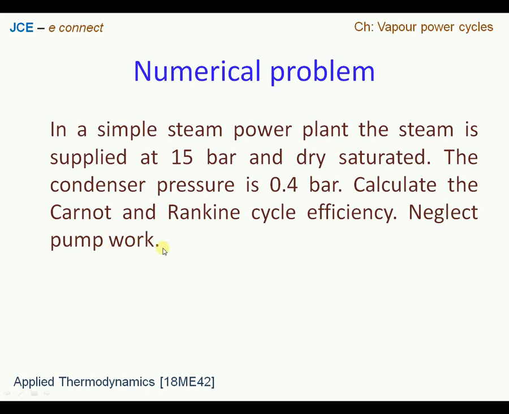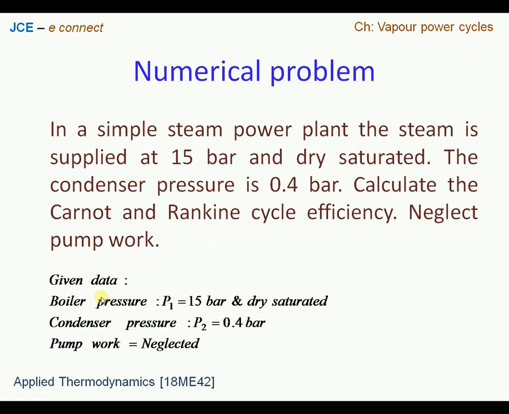So this is a very simple problem now, and the word simple here means the cycle does not have any modifications. It's a simple representation which has 4 basic components. One is the boiler, the next one is the turbine, then we have the condenser, then we have the pump. These are the 4 components which are arranged to form a steam power plant. So such an arrangement is called a simple steam power plant. So now let us note the given data.